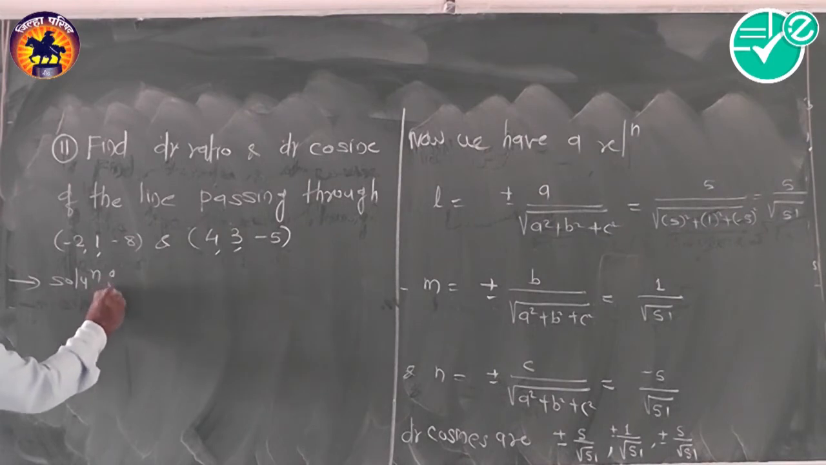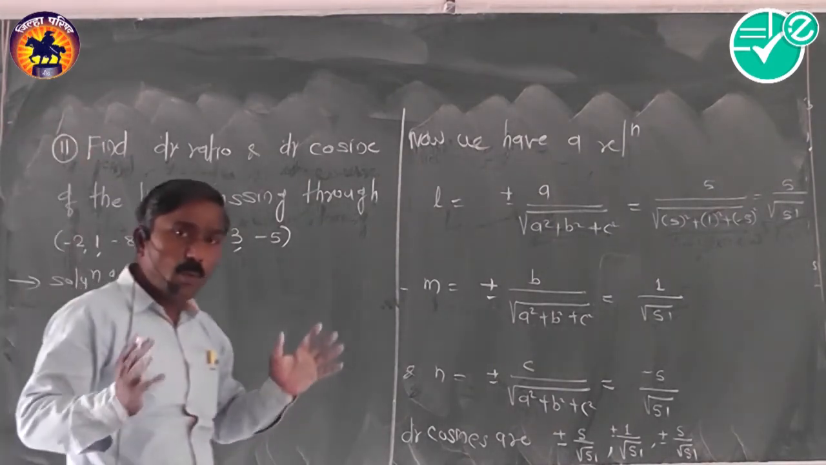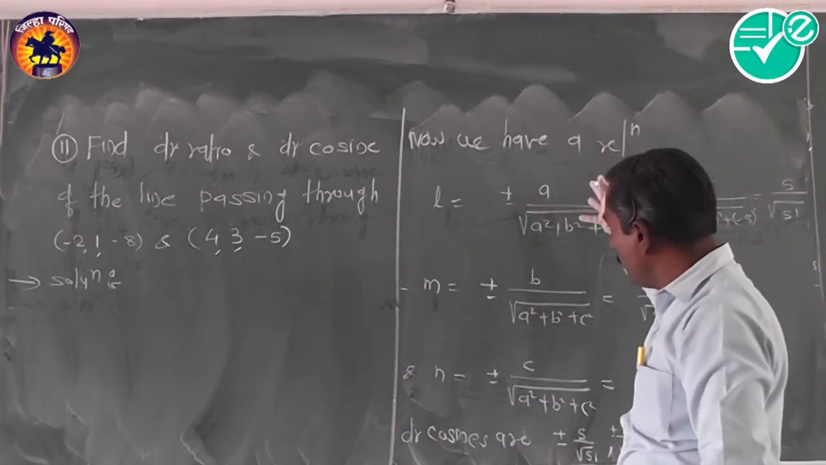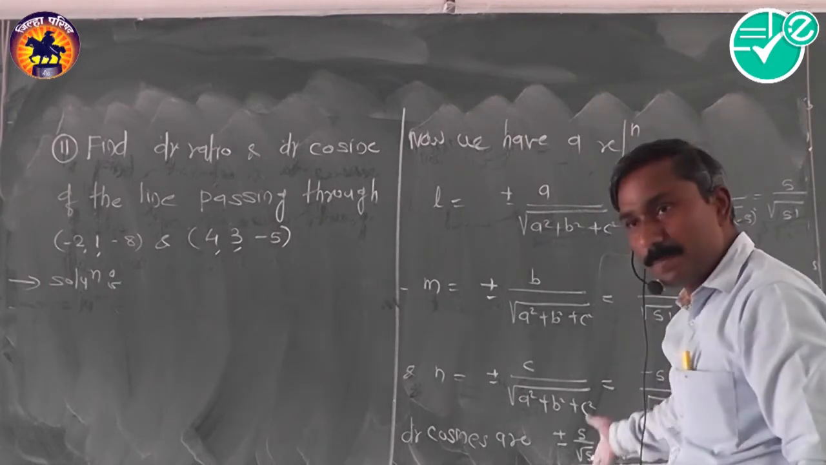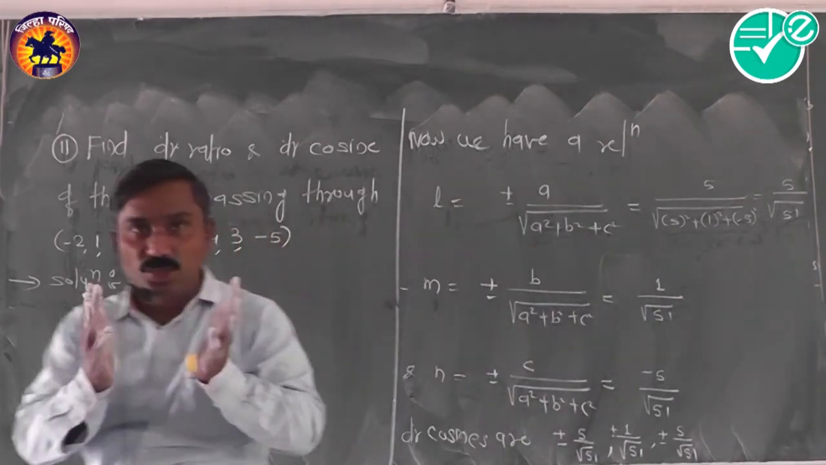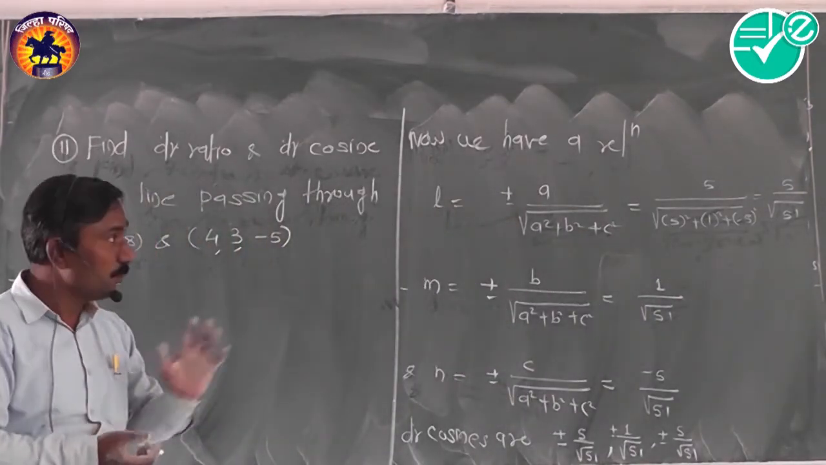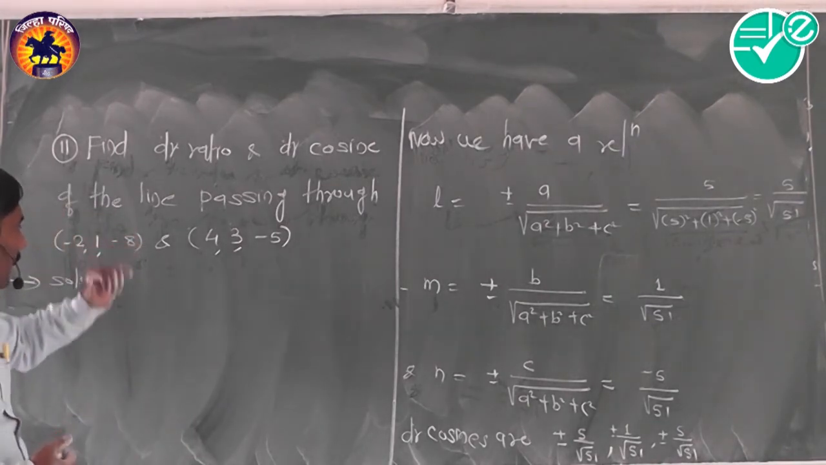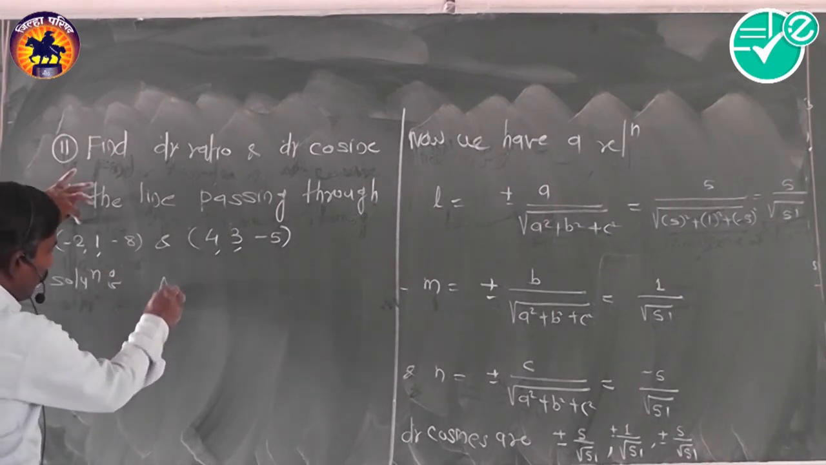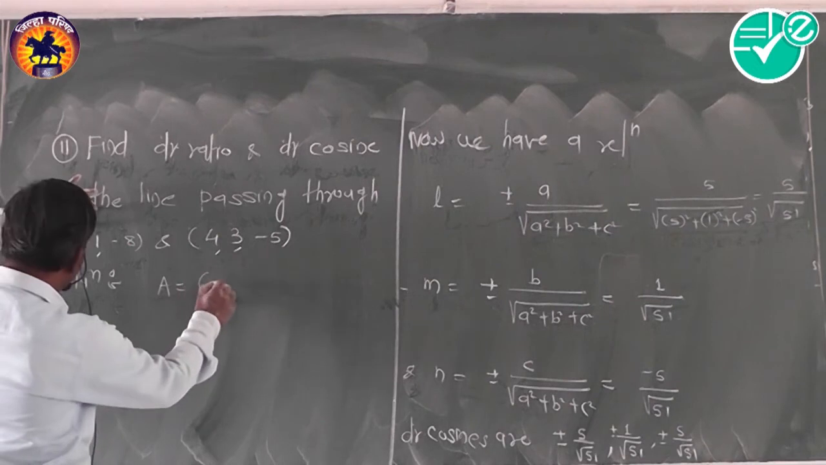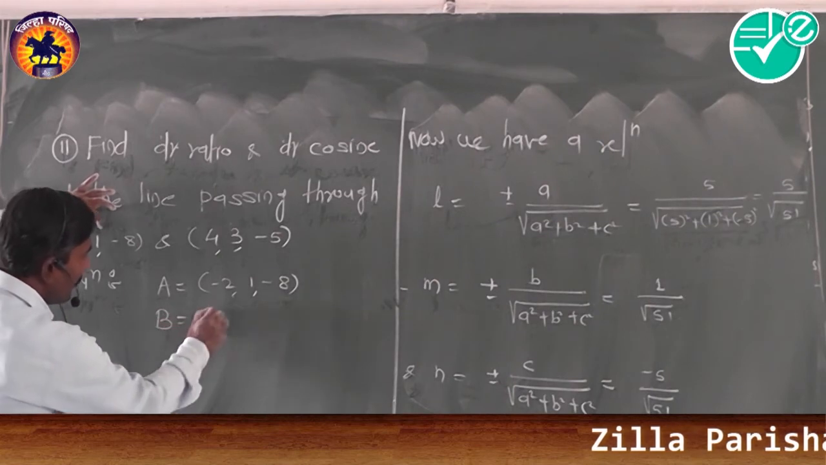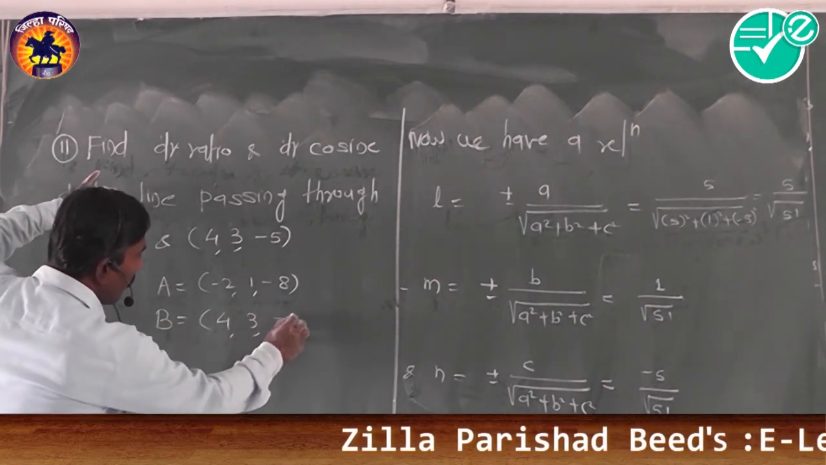Solution. Now, how can we solve it shortly? It is important, because in a board examination we solve step by step, there is no shortcut. But in CET, how can it be made short? It is also important to practice how to make it short. So those are the two points we know, A and B. We can write shortly A is (-2, 1, -8), and B is equal to (4, 3, -5).